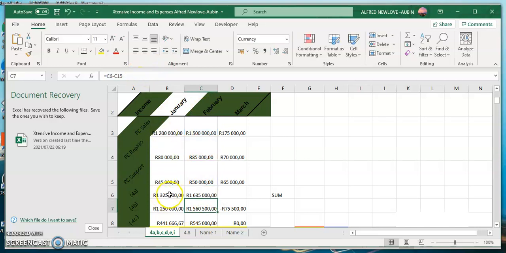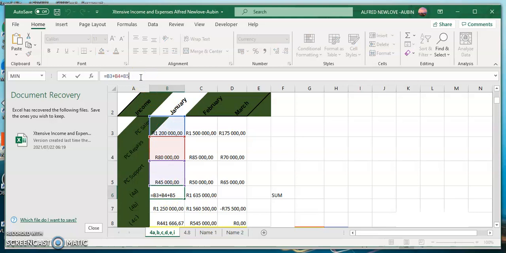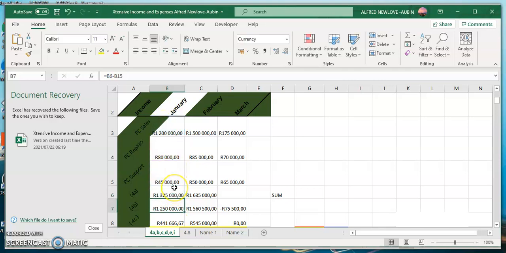If you check, you see that the formula at this side was B3 plus B4 plus B5. So it adds all of them here. Now, because I didn't put any dollar sign there, and I copied it to this side, it has automatically added this side.